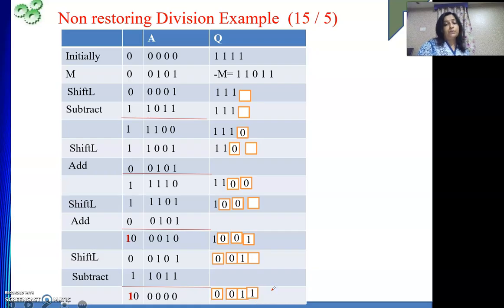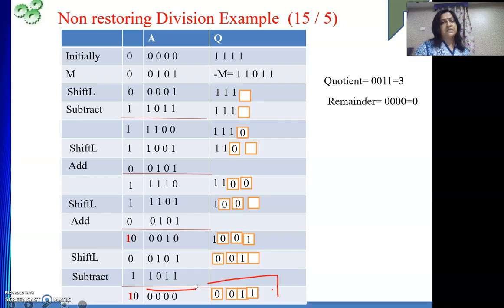So now our operation is over. Our steps are over. Why? Because now see, in Q at every position one box is there. That means our result is ready. Where is your result? The result is in Q, that is the quotient bits. And where is the remainder? In A. So it is 0 only, right? So Q is 3 and your remainder is 0. And we know 15 divided by 5 is 3 and the remainder is 0. So we have arrived at the correct result.